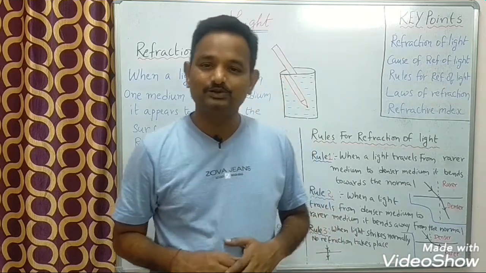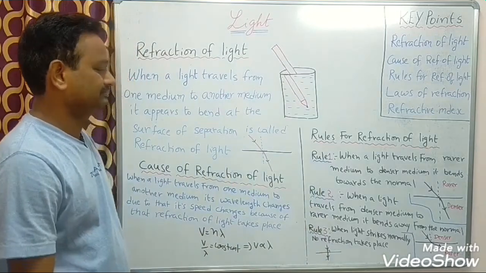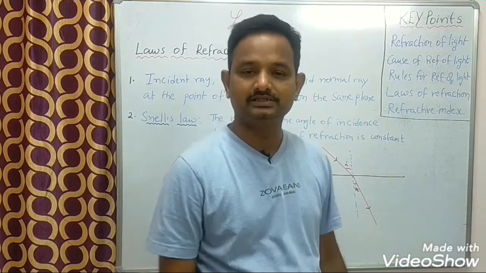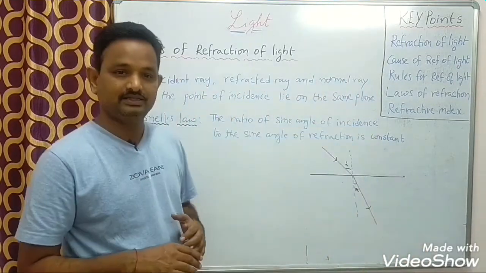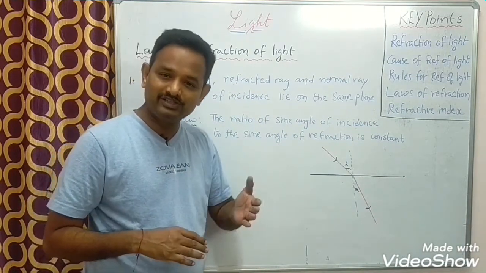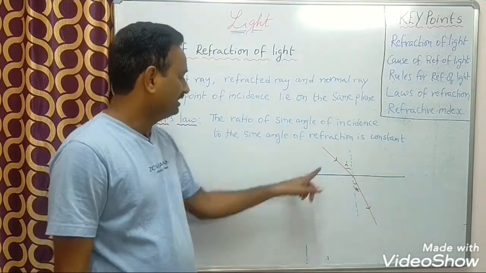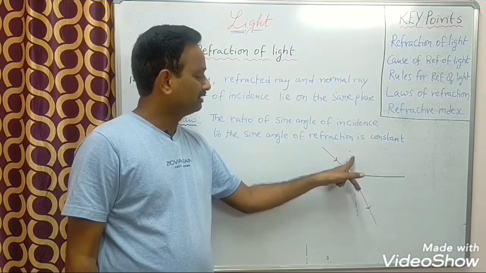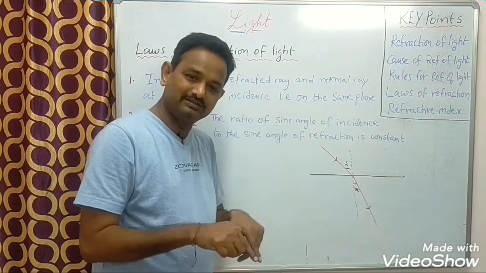Next, we will discuss laws of refraction. Now, laws of refraction of light. First law: incident ray, refracted ray and normal at the point of incidence lie on the same plane. Look here. Incident ray, refracted ray and normal at the point of incidence will lie on the same plane.